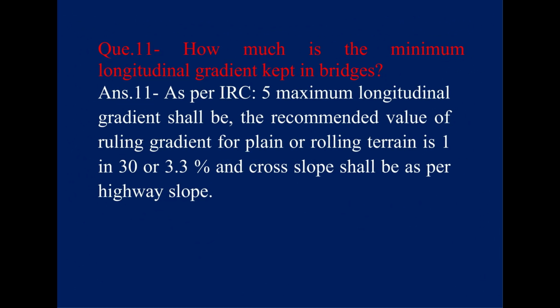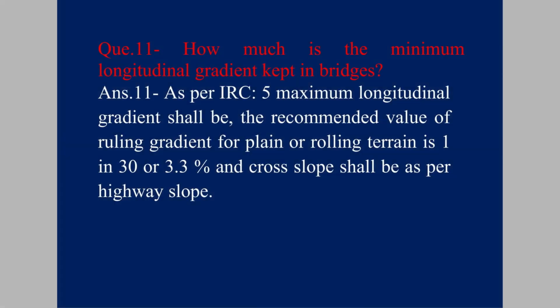Question: How much is the minimum longitudinal gradient kept in bridges? Answer: As per IRC 5, the recommended value of ruling gradient for plain or rolling terrain is 1 in 30 or 3.3%, and cross slope shall be as per highway slope.